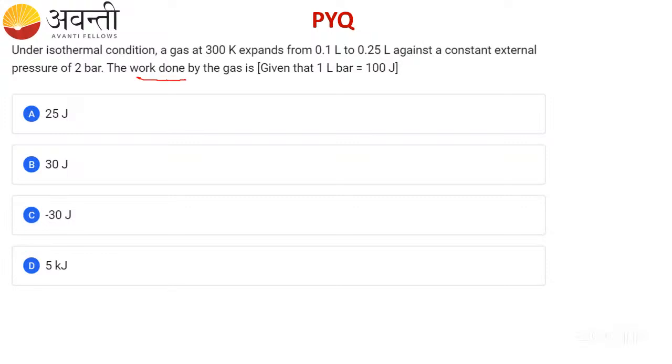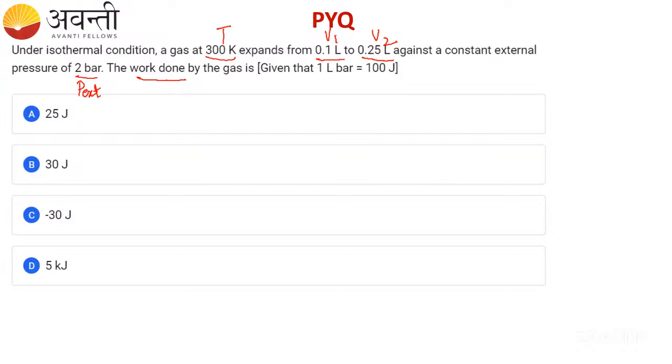So, we are given with the temperature. Okay, so temperature value is given and volume is given. So the initial volume is 0.1 liter and the final volume is 0.25 liter. Okay, against a constant external pressure. Constant external pressure of 2 bar. So this is the value for P external. Okay. And using these values, we have to find out the work done.